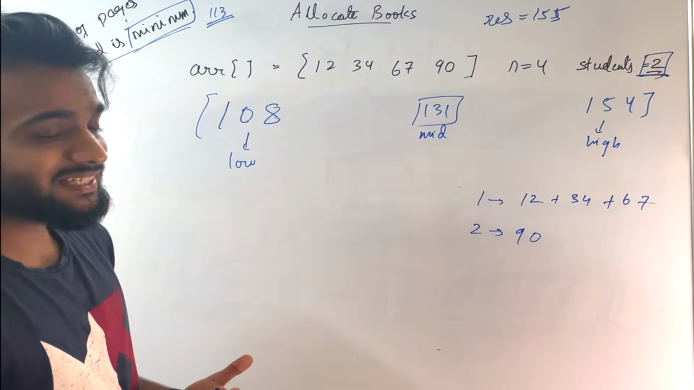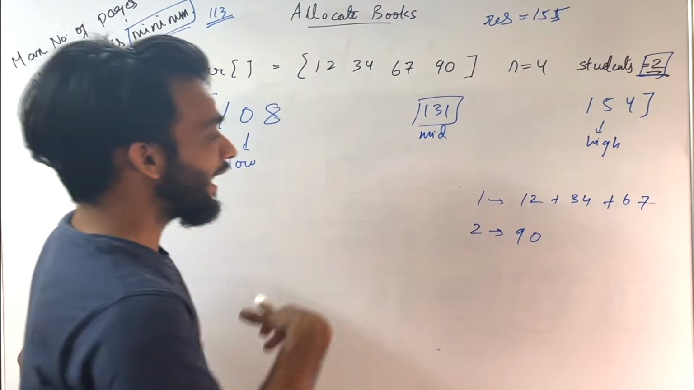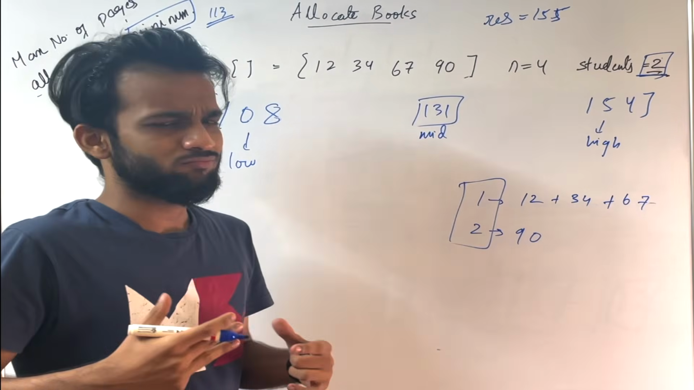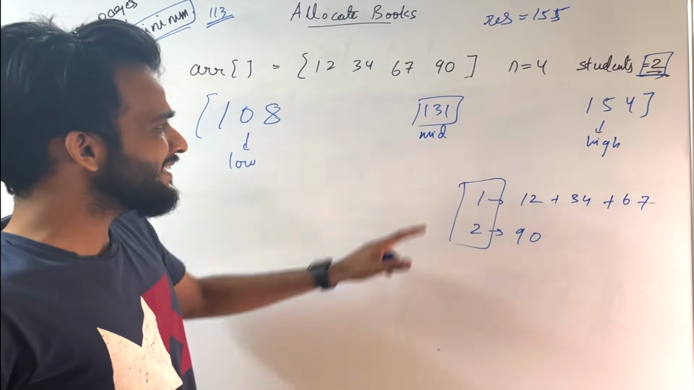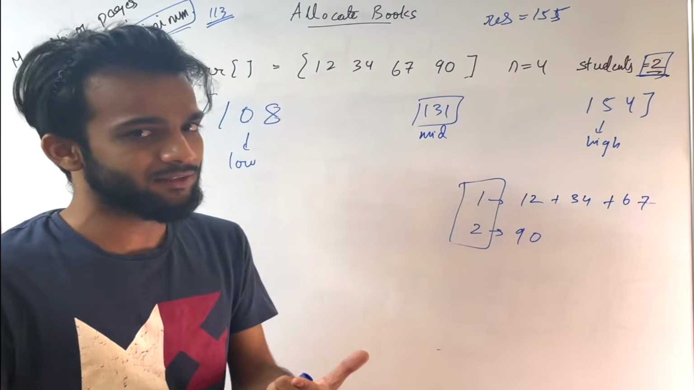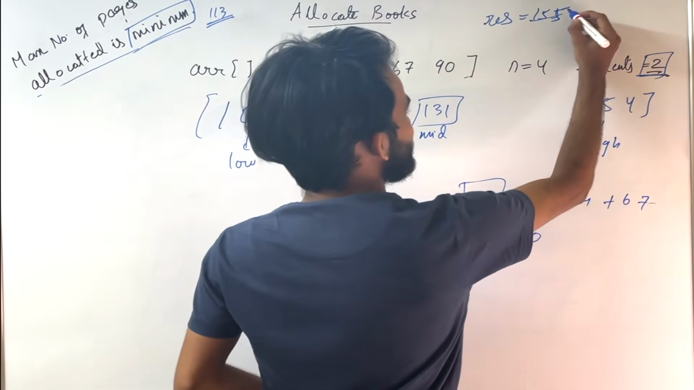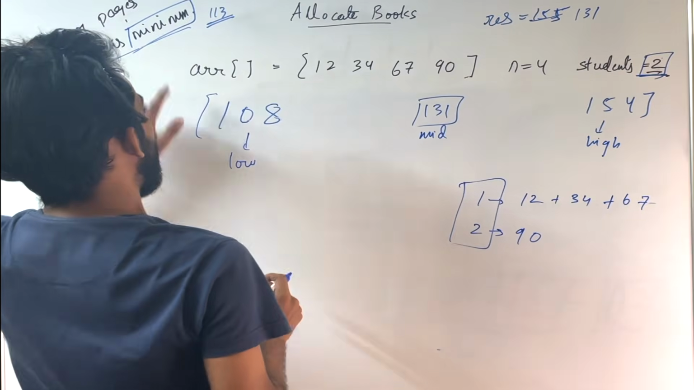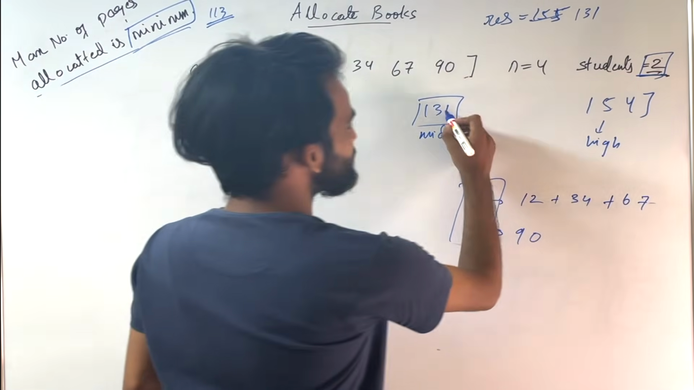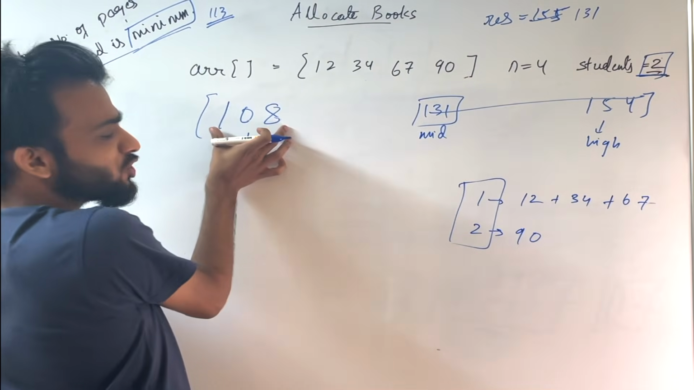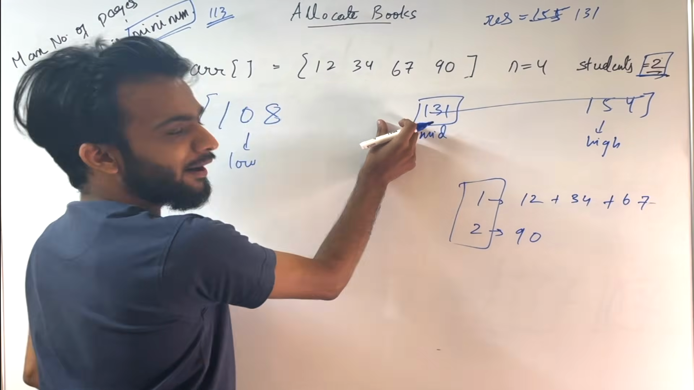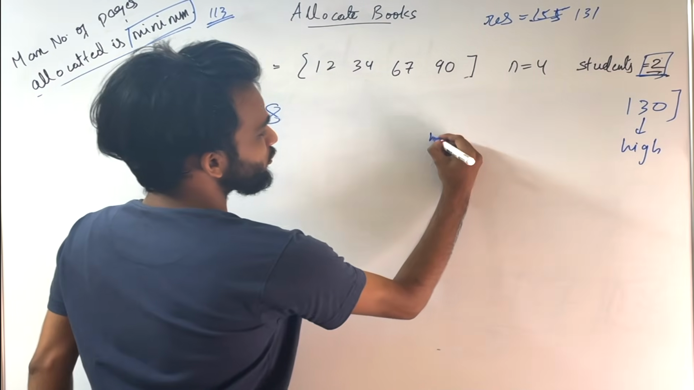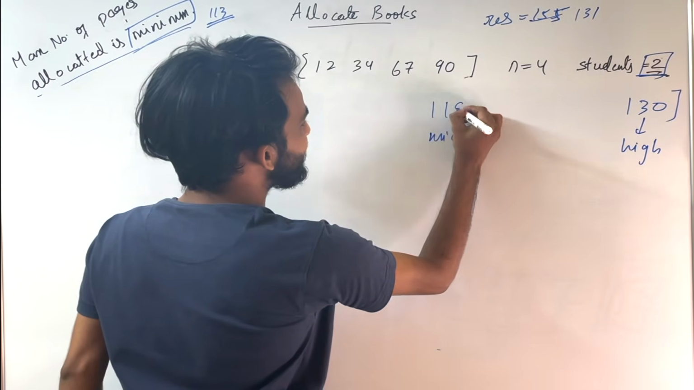So again, I can see by taking 131, I was able to distribute or allocate books to not more than 2 students. That means 131 is a valid barrier. Hence, the answer will reduce to 131, and I'll try to reduce it because I want the minimal. So this portion will get eliminated and my search space will be from 108 to 130. Let's try to find the middle of this. The middle will be 119.